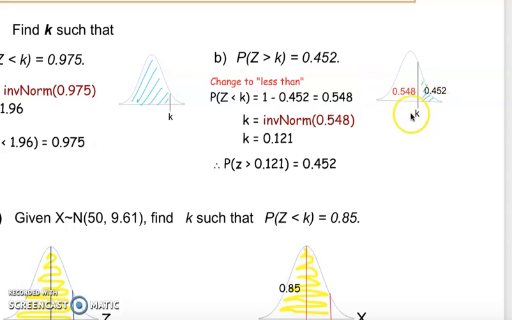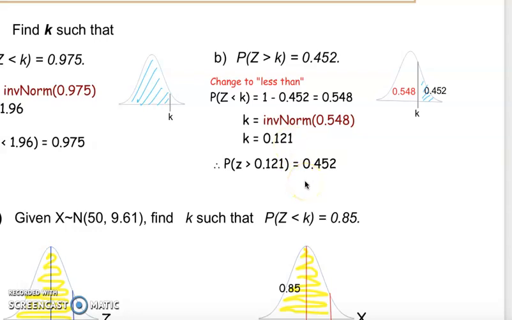To find k now, we can do inverse normal. Second vars, 3. The area is 0.548. Mu is 0, sigma is 1, tail is on the left side, and you paste it. This is 0.121, so we're just slightly above the mean. A z-score of 0.121 is slightly above the z-score of 0 at the mean.